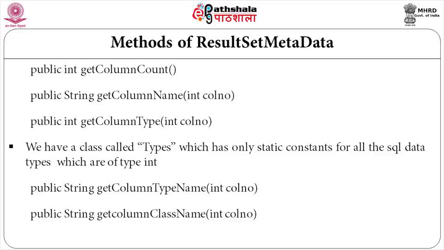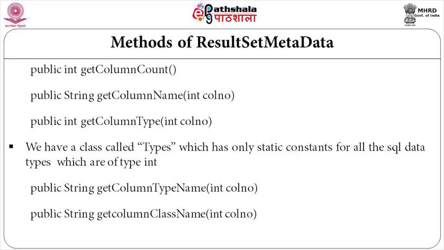Let's now switch to the methods of the result set metadata. First, you'll be interested in knowing how many columns we have. For that we have a method called get column count, which returns an integer value. All other methods in the result set metadata have only one parameter, and that parameter is a column number. Remember one thing: in the java.sql package, wherever we talk of a number, for example a row number or a column number or a parameter number, it doesn't start from 0, it starts from 1.